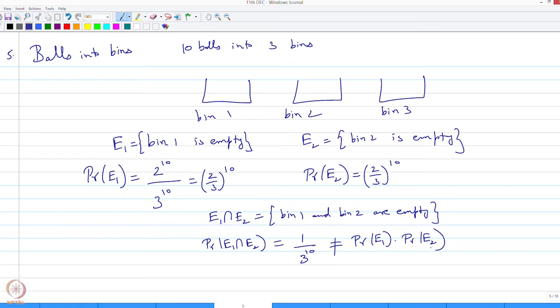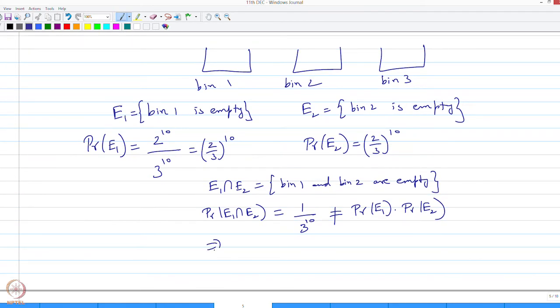Is that right? Do you agree? So, you can see that the probability of E1 intersect E2 is 1 by 3 power 10, it is not equal to probability of E1 times probability of E2, okay. So, now there is a small calculation that I want to do here. This implies E1 and E2 are dependent events, okay.